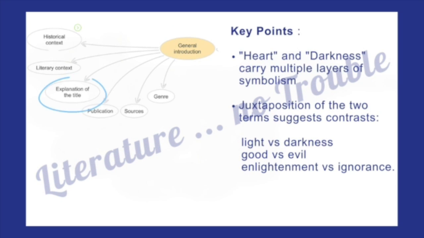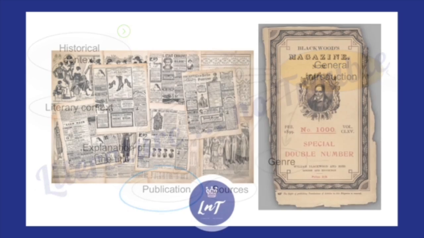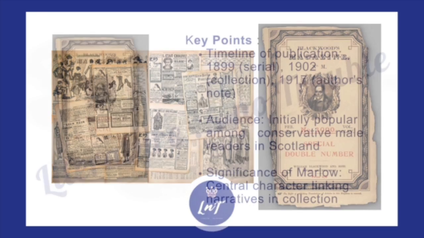Let's see the publication. In the late 19th century, Heart of Darkness appeared in Blackwood's magazine, serialized in 3 parts in 1899, marking the magazine's 1000th edition. The story found its first audience in Scotland, especially among men with conservative views. Conrad tailored the narrative for this particular audience, leading to its initial success.